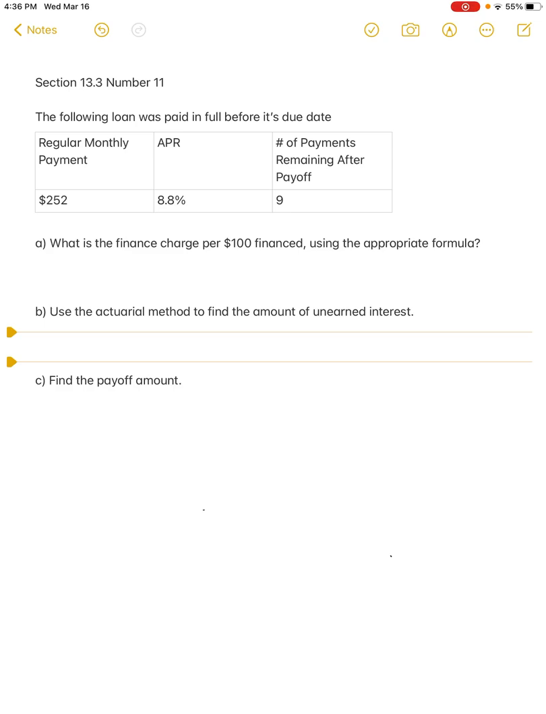And so it talks about this loan that's been paid in full before its due date. The regular monthly payment that they were making over the time period was $252. The APR was 8.8%, and they paid it off with nine remaining payments, when they made this payoff. And so they paid it off 9 months early, right? If it's a regular monthly payment.